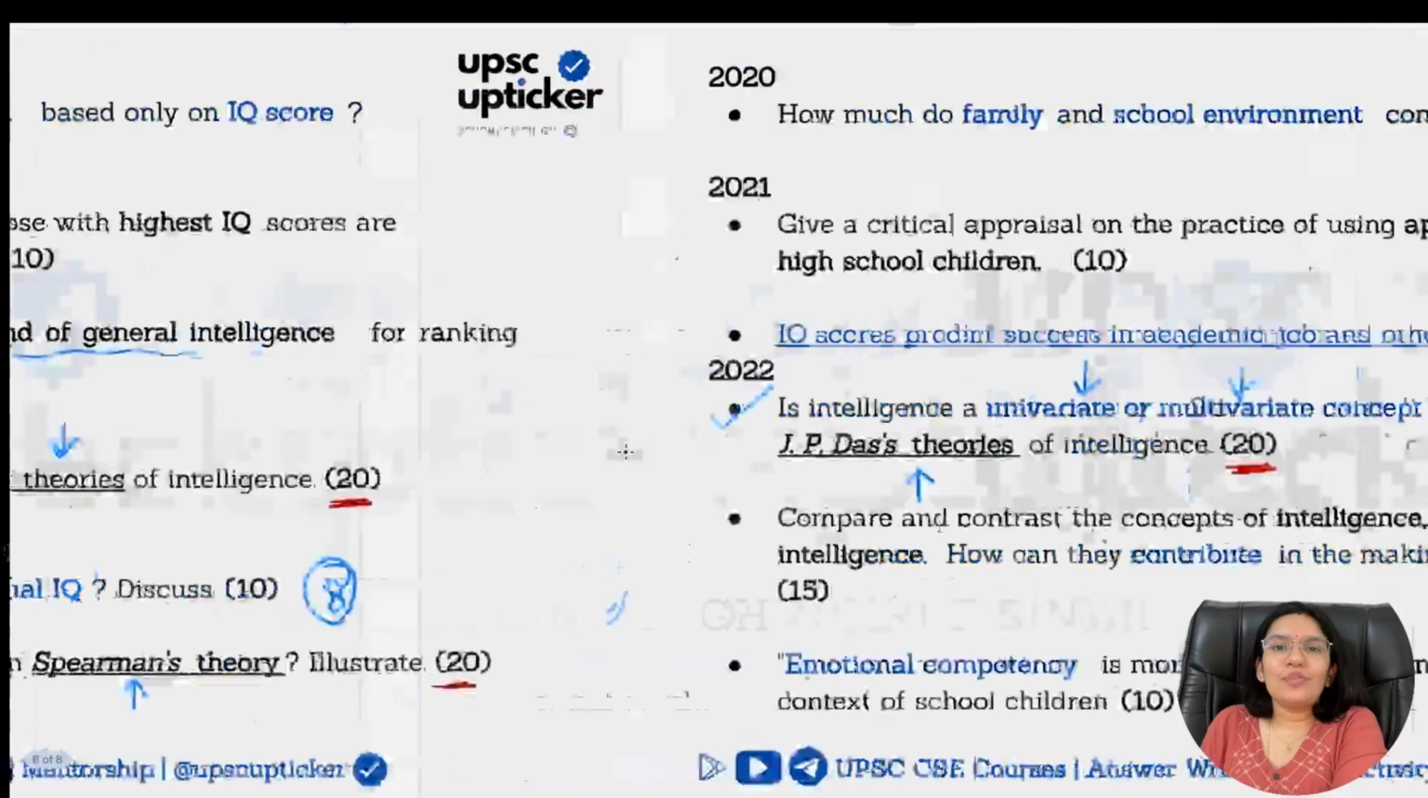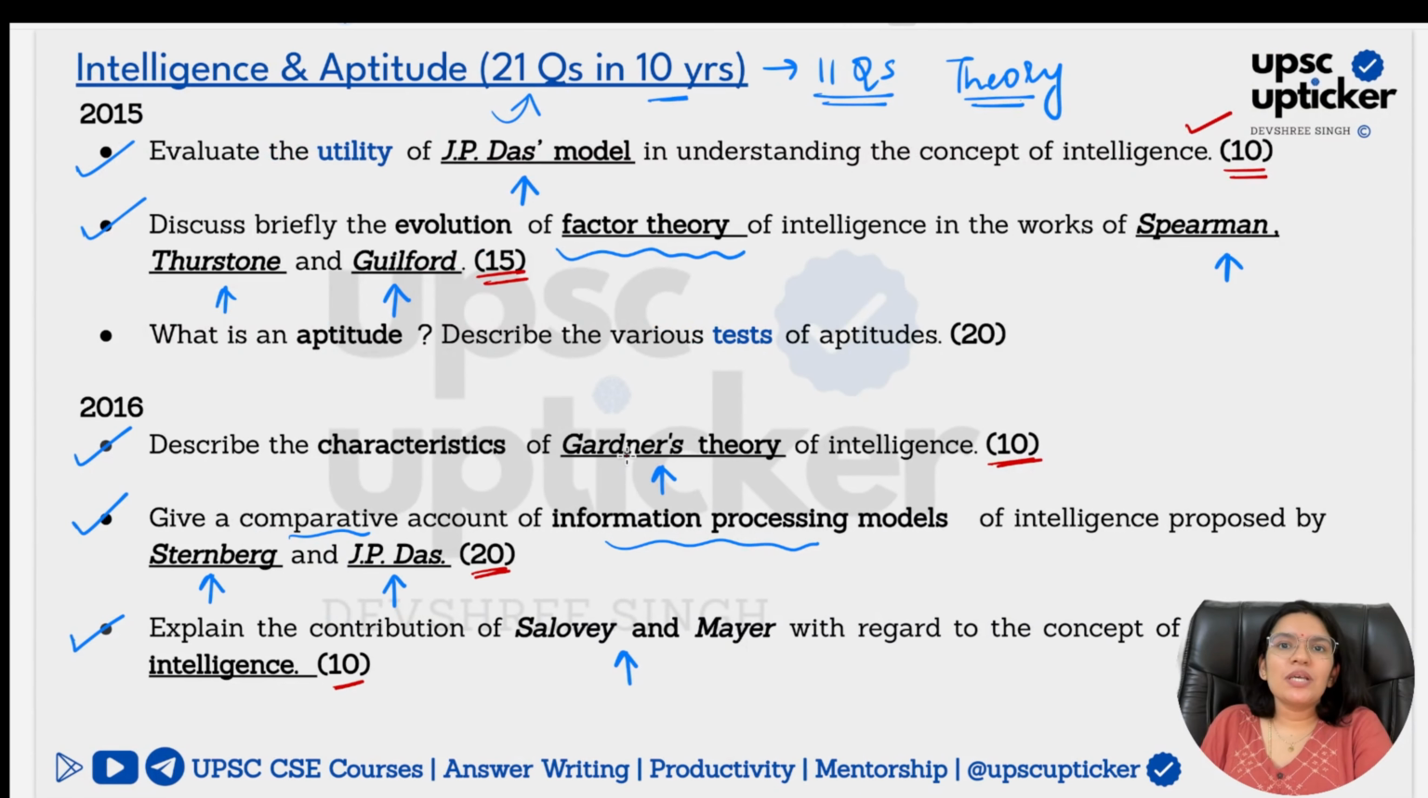Now what are you understanding from this? I want you to see that the majority of the questions are on theories out of 21, but if you look at it, all the questions are not in the mandatory section, which means if you are very well prepared for theories, you can easily score good marks in 15 or 20 markers.